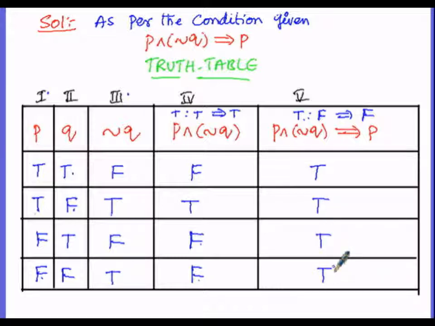So in this manner we got the truth values of the last column as T's, that is trues. Therefore P and negation Q implies P is a tautology, because the truth values of the last column are true in each and every case, hence the statement is a tautology.